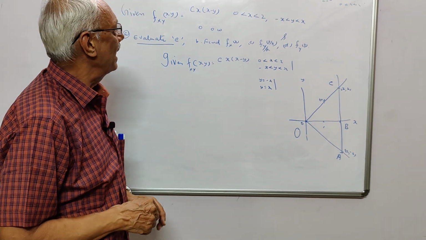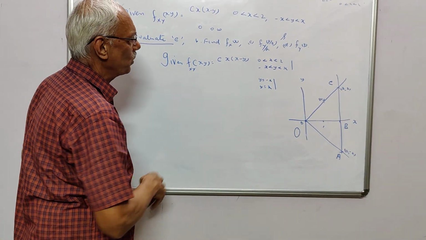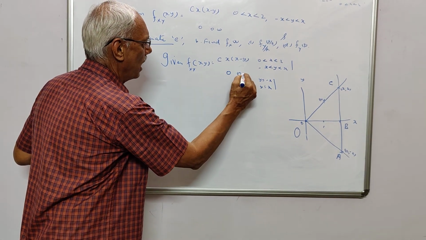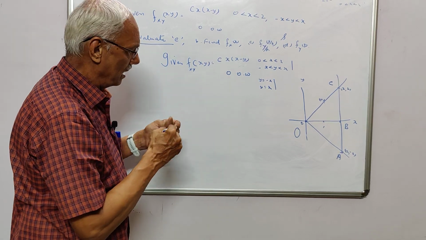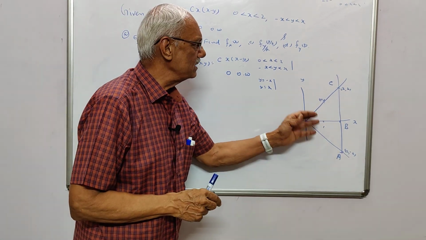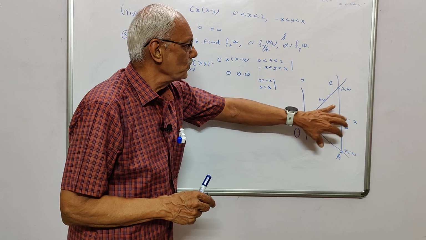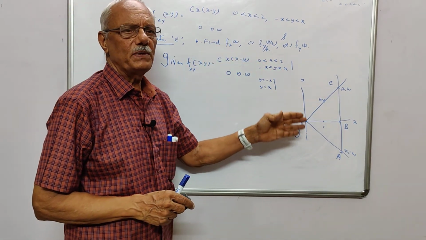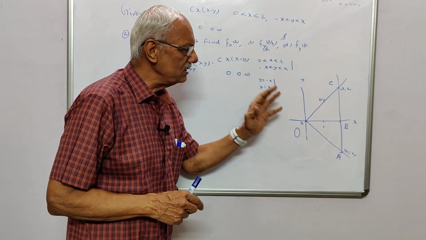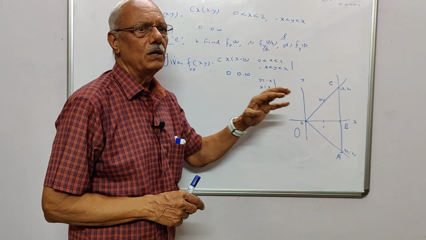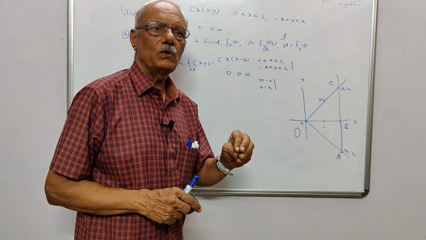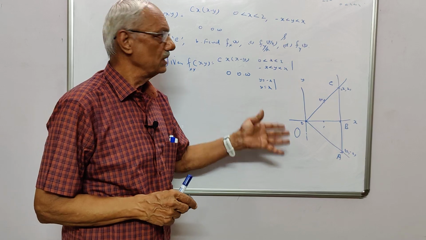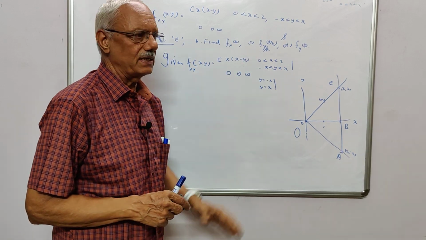You are also given that f of xy is equal to 0 otherwise, meaning beyond this region, nowhere else is f of xy defined. In all other places it is 0 only. So this is the basic understanding of the problem. First of all, you must be able to understand what the problem says, then you have to start doing this. These are the basic things that you must understand.